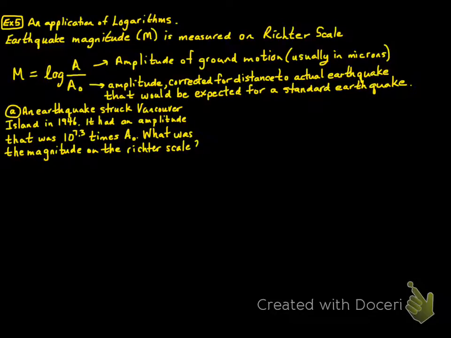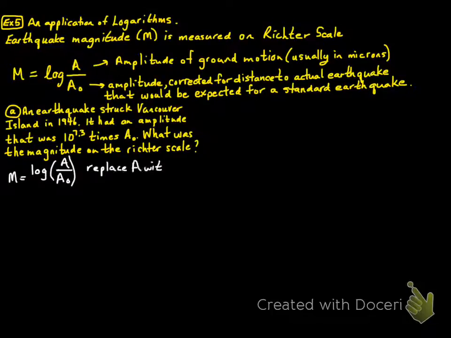Here we have an application of logarithms. Earthquake magnitude is measured on a Richter scale. M is equal to the log of A divided by A sub-zero, where A is the amplitude of the ground motion, usually in microns, divided by the amplitude corrected for distance to actual earthquake that would be expected for a standard earthquake. An earthquake struck Vancouver in 1946. It had an amplitude that was 10 to the power of 7.3 times A0. What was the magnitude on the Richter scale?